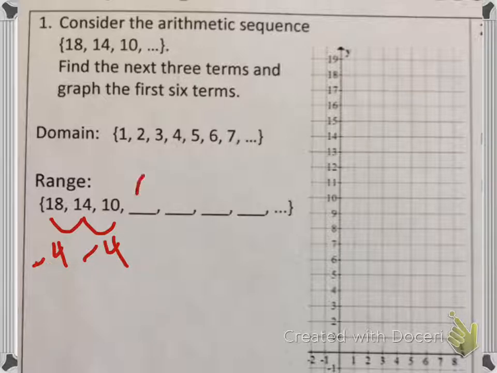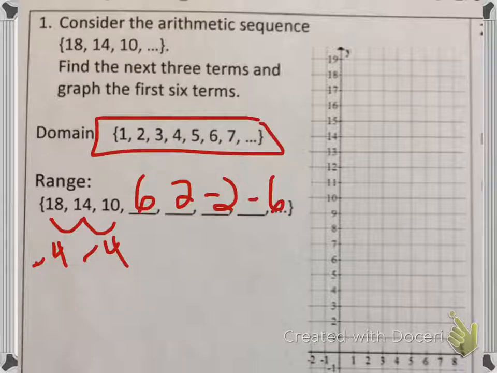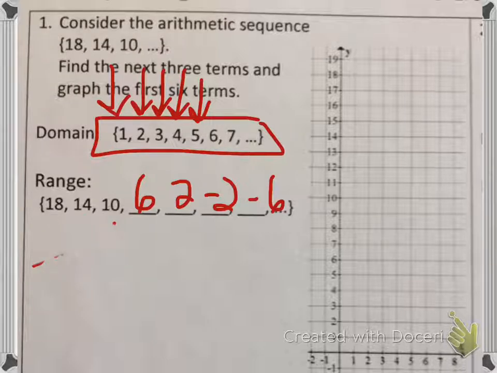So this one's going to be 6 because I add a negative 4. This is going to be 2 because I added a negative 4. This is going to be negative 2 because I added a negative 4. And then this is going to be negative 6 because I added a negative 4. So then what I've got to do is graph this. Here it says that my domain is 1, 2, 3, 4, 5, 6, 7. Let me tell you what it's talking about here. It says we're using a first term, a second term, a third term, a fourth term, a fifth term. So what we're really doing here is using sets of ordered pairs.